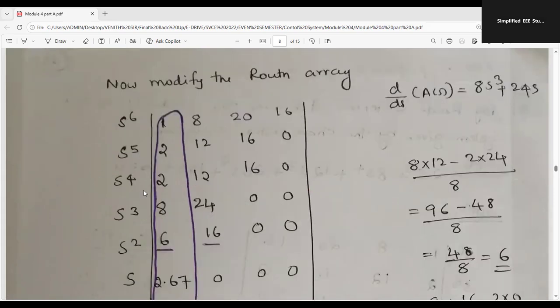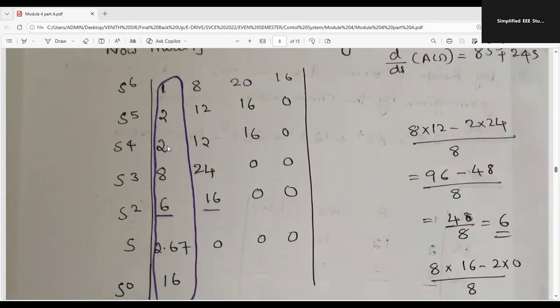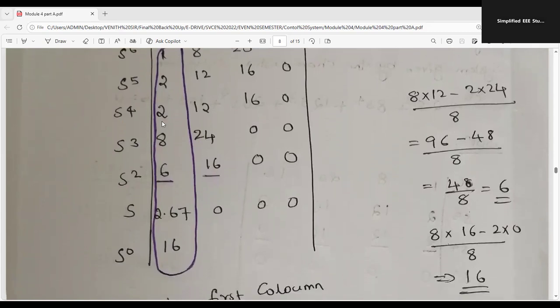Which is very important for me? My concern is that I want all the elements in the first column of the Routh array to be non-zero. I found that the first column of the Routh array is 1, 2, 2, 8, 6, 2.67, 16. Then I observed that there are no sign changes. Sign changes are absolutely nil.